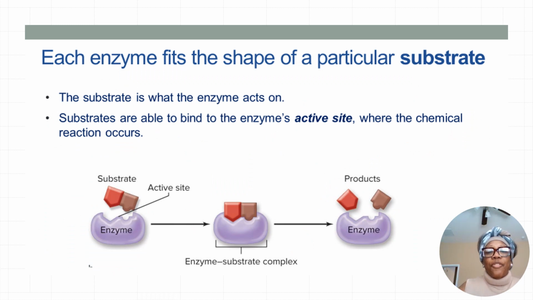So each enzyme fits the shape of a particular substrate. So an enzyme that works on carbohydrates will not work on breaking down fats and vice versa. They are very specific. So the substrate is what the enzyme acts on, be it carbohydrate, protein, etc. Substrates are able to bind to the enzyme's active site where the chemical reaction occurs. So again, the place on the enzyme where the substrate will bind is called the active site of the enzyme.